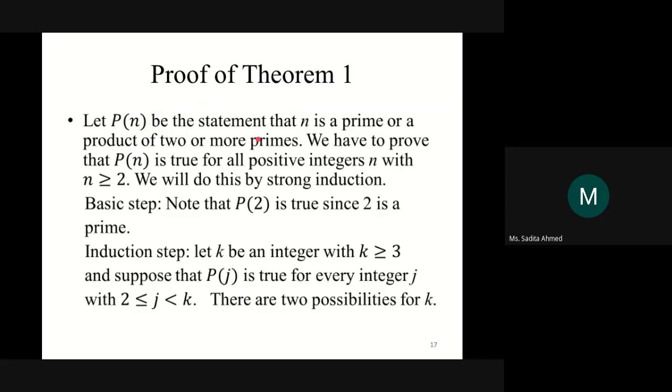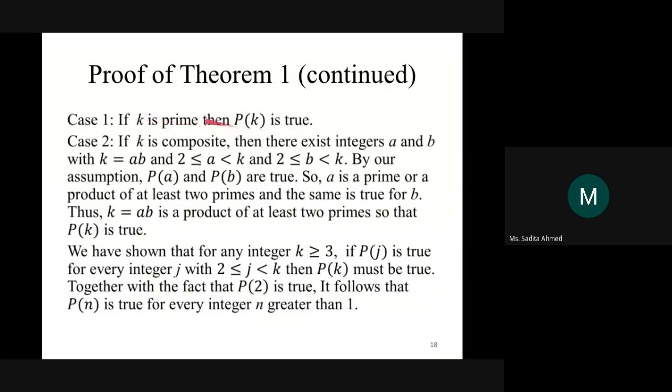What is the other possibility? That k is a composite. Now for this one, we have to prove it: that if k is not a prime, in that case, k is a product of 2 or more primes. That is, if k is a composite, in that case, k is a product of 2 or more primes. That is what we have to prove. So the two possibilities: either k is a prime, which makes P(k) true, or k is a composite.